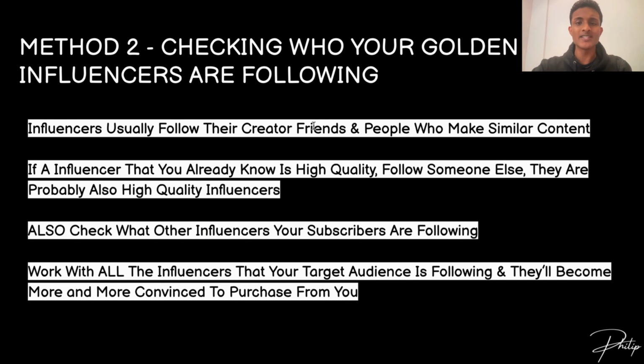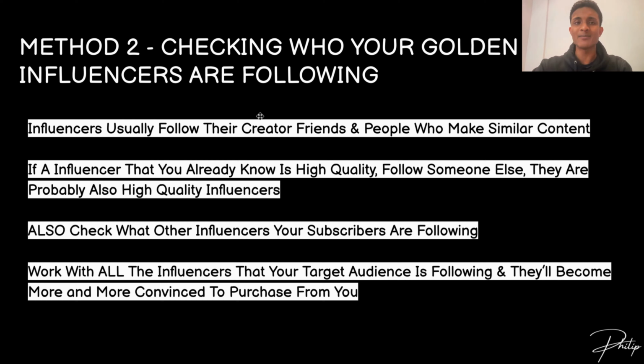Method number 2 is checking who your golden influencers are following. So let's say you did run a promotion and the promotion went very good, and you have that specific influencer in mind. All you need to really do is find out who that influencer is following. And most of the times, these influencers follow their creator friends or just people making very similar content to them.